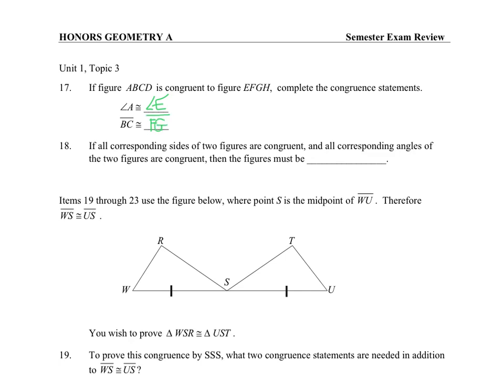Question 18 says, if all corresponding sides of two figures are congruent, and all corresponding angles of the two figures are congruent, then the figures must be blank. Well, we pretty much just explained what congruency is with that statement, so the figures must be congruent.